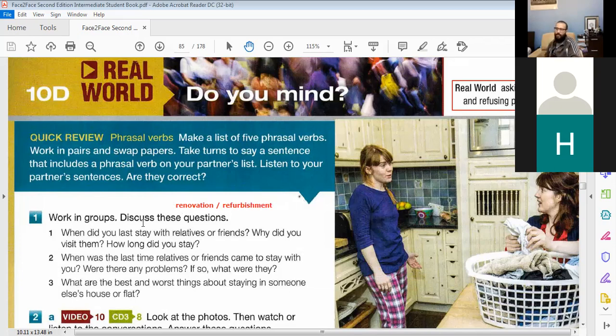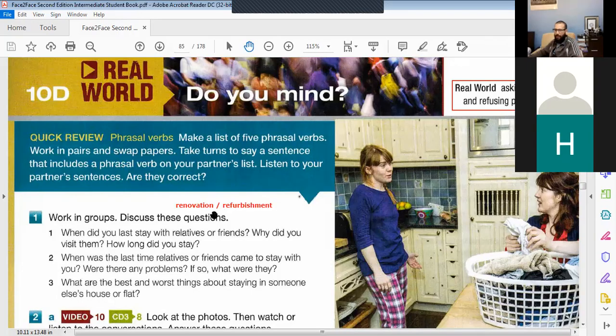I think renovation is spelled with a double N, but let me check. So here we have renovation and refurbishment. I want to check the spelling. No, it's one N. Okay.